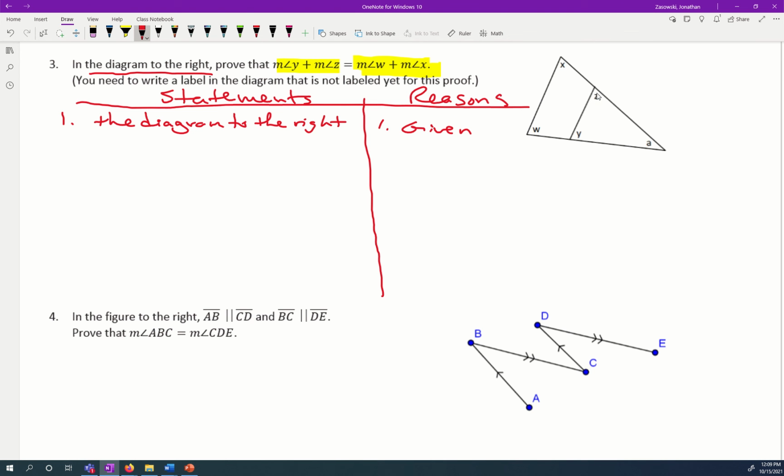Well, not Y and Z together. Y and Z are actually part of what figure, Matt? A triangle, right? So Y and Z would add together to 180 if we also include what other angle? A, good. So for statement number 2, we're going to write angle Y plus angle Z plus angle A, and that's equal to 180. And what's the reason, right, Matt?